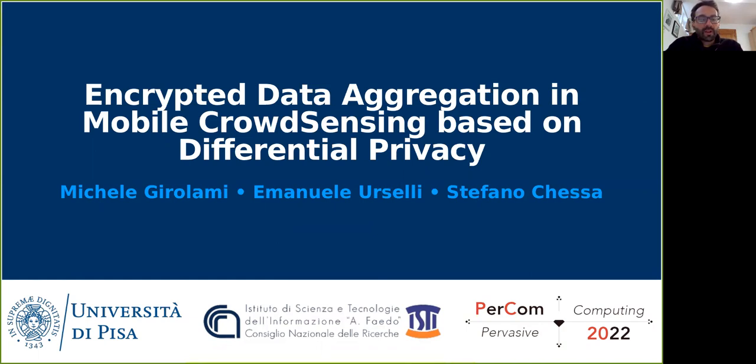I work for the National Research Council and in particular for the ISTI Research Institute. This work is a collaboration between CNR and the University of Pisa, and in particular with Professor Stefano Chessa and Emanuele Erzelli. We present our work, entitled Encrypted Data Aggregation in Mobile Crowd-Sensing based on Differential Privacy. In this work, we are going to investigate the privacy problem for the mobile crowd-sensing paradigm.